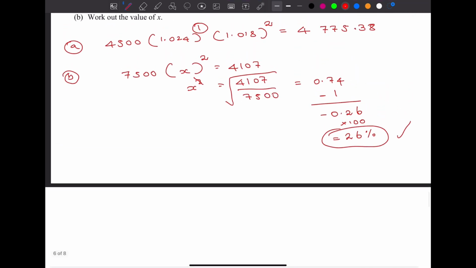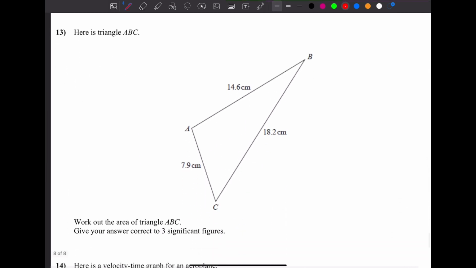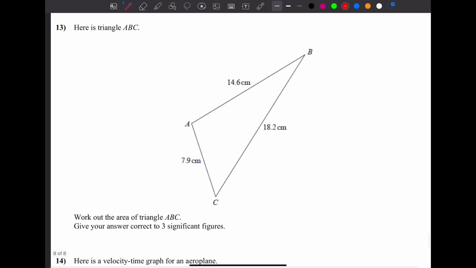Next one. Work out the area of triangle ABC. If you look at it, the formula for the area of a triangle is a half ab sine C. I'm going to figure out a side. So let's say this is my angle A, and because I have three sides, it's a cosine rule. Very simple as that. That's my angle A, and that's my side A. Make sense? You could choose whichever, but let's just do it like this.